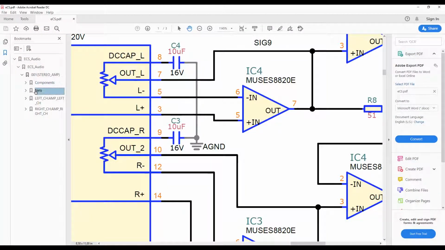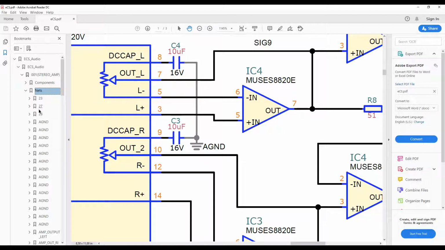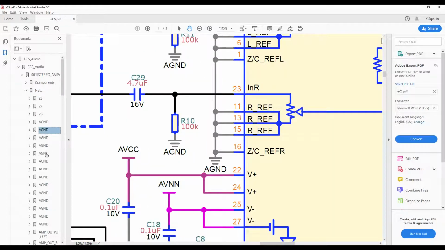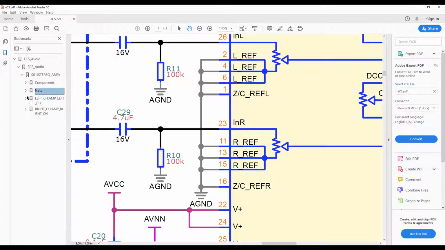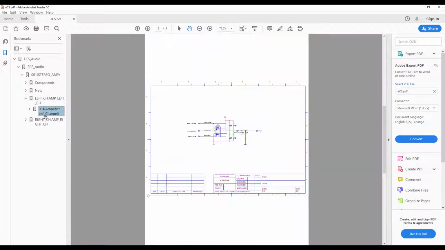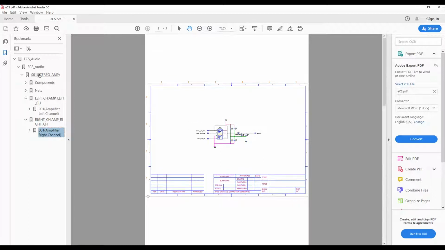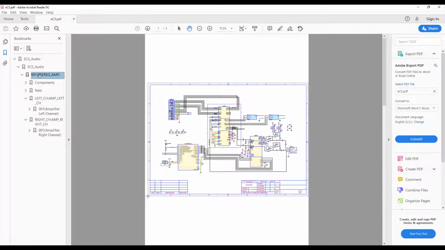When we view the intelligent PDF we wrote from eCADSTAR, we can use the bookmarks to navigate by components, by nets, or by hierarchy blocks. And this PDF contains only what the viewer needs to see. Decluttering information used in reviews and discussions, and helping to keep proprietary information secure.